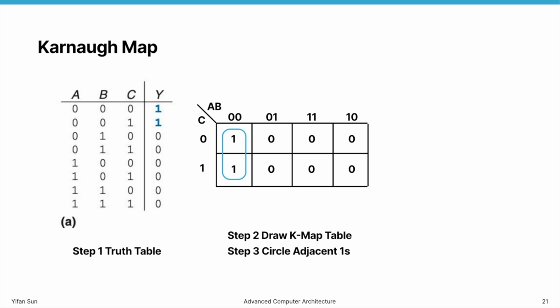We first draw 8 cells, then put C here and A and B here. So these are A0, B0, A0, B1, and so on. Remember, adjacent cells differ in only 1 bit. Okay, so it's reversed here. Then we fill in these ones. So A0, B0, C0 maps to this cell, then we put 1 here. Then AB00, we put 1 here. Okay, then the rest is 0.